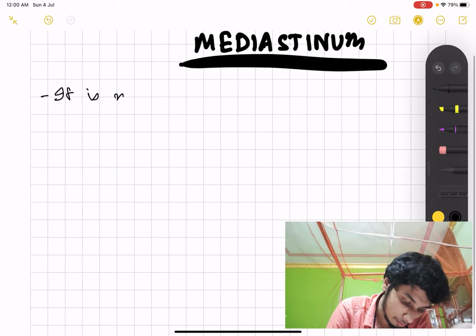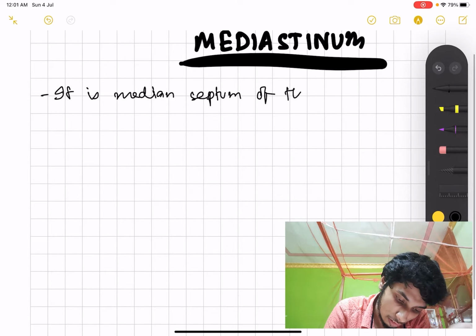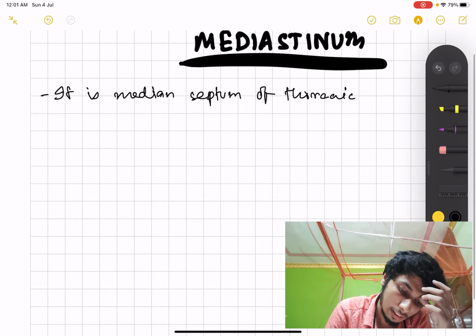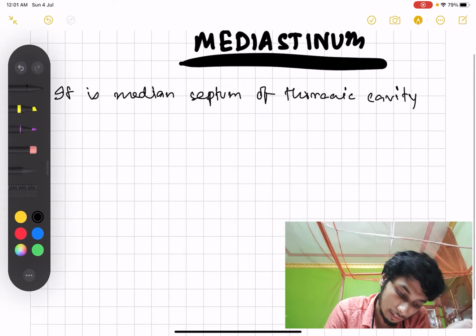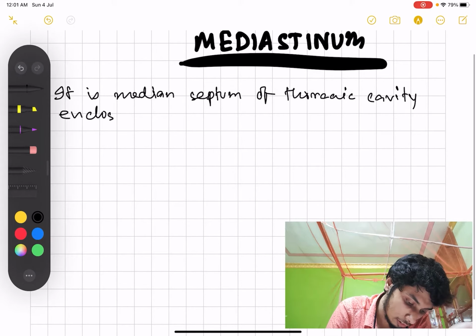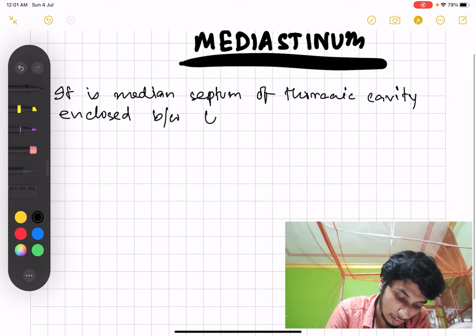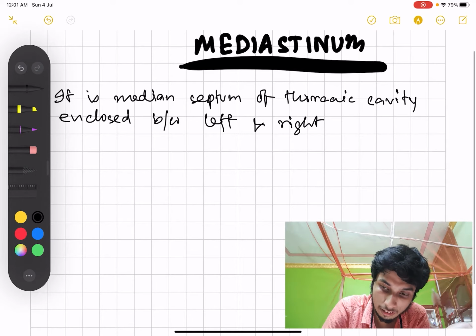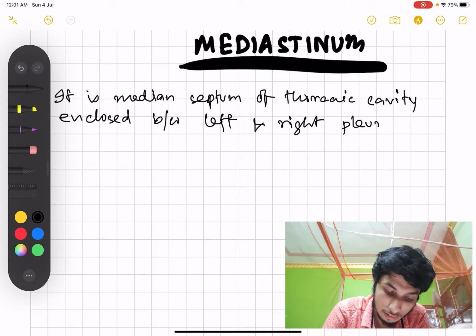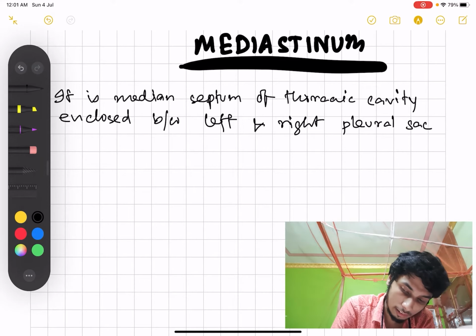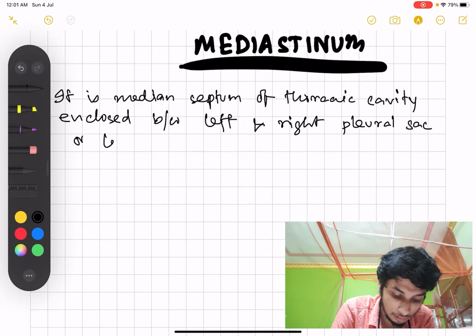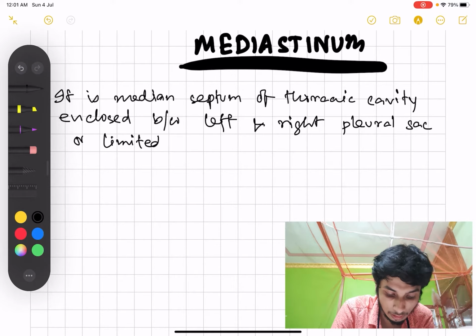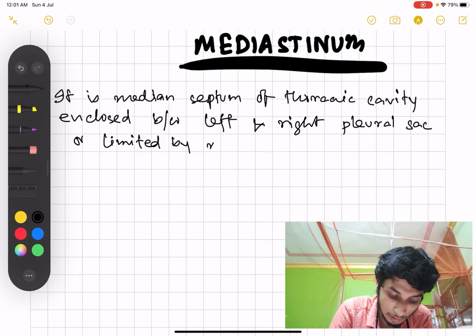It is median septum of thoracic cavity enclosed between left and right what? Pleural sac, or limited by mediastinal pleura.